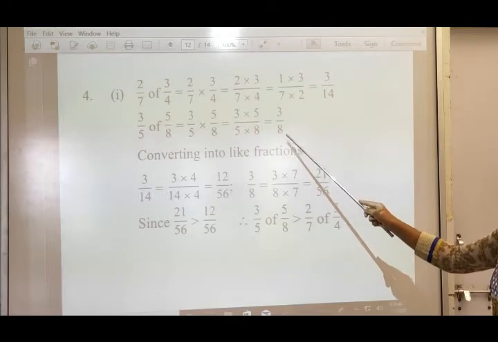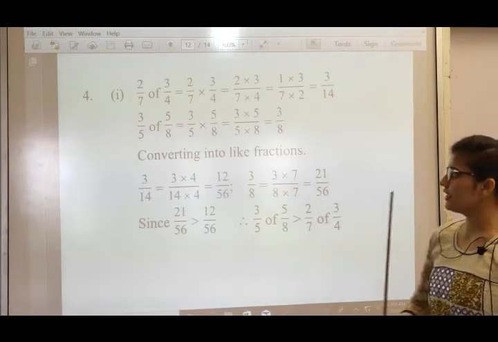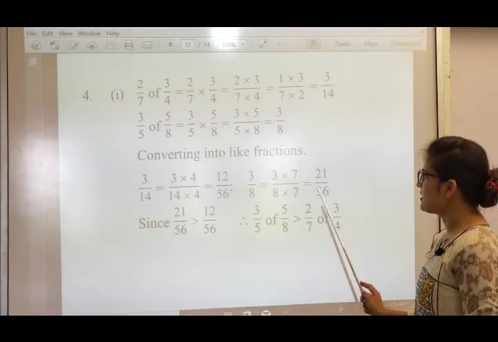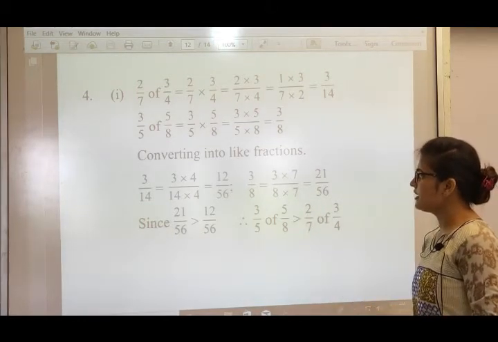Now again 3 by 8, 8 is the denominator. We have to convert it into 56. So what will we do? We will multiply it by 7. So 8 7s are 56 and 3 7s are 21.